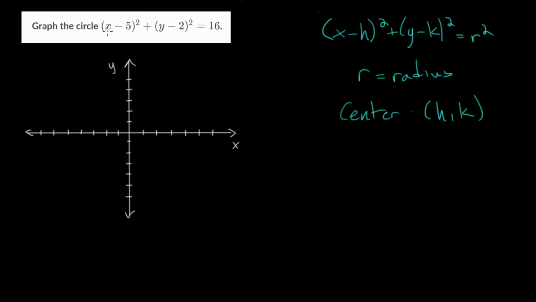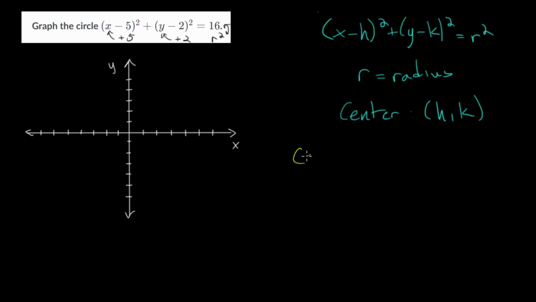And remember, the general strategy is just to figure out which x value makes this expression 0 and which y value makes this expression 0. And you can see positive 5 would be h, since we're subtracting h, and positive 2 would be k, since we're subtracting 2 here. And the radius squared is what the equation is equal to. So in this case, the radius squared is equal to 16.